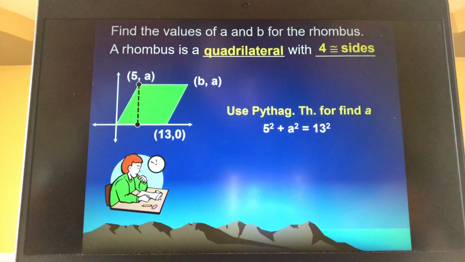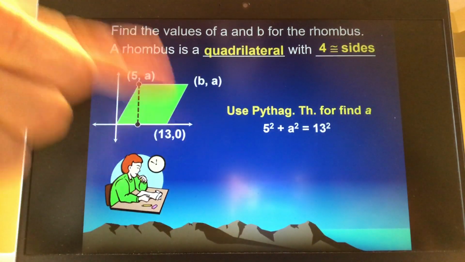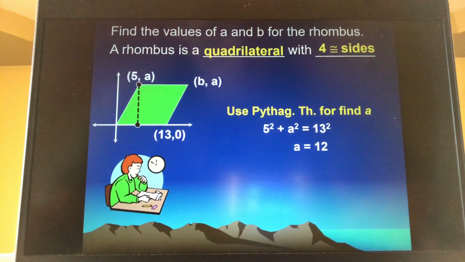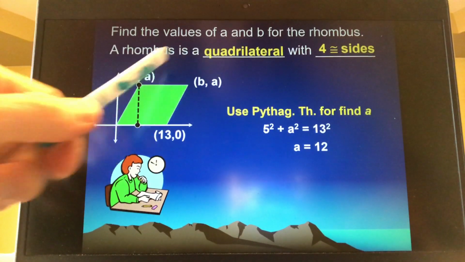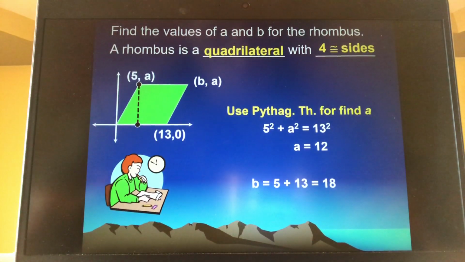And this is one of these beautiful Pythagorean triples where they all end up being integers. 169 minus 25 in your head, 144. Square root of 144, you know, is 12. There's your value for A. I mentioned B in the beginning was just 5 plus 13. B should be 18. Hopefully those both make perfect sense.